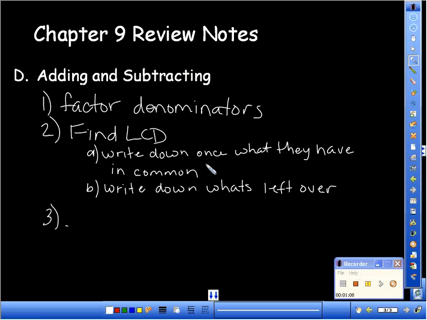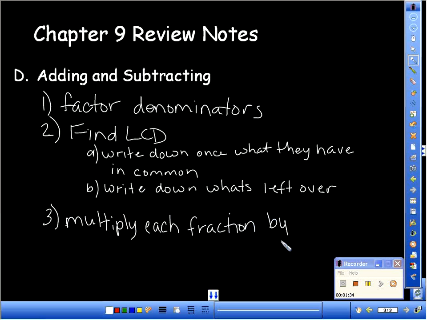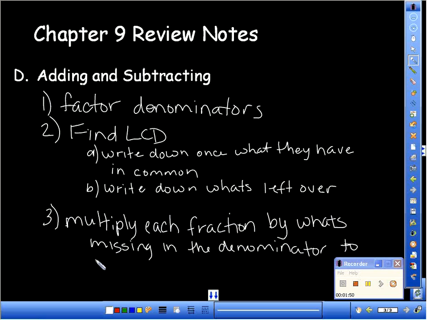Okay, then what did we have to do? After we found the LCD, multiply each fraction by what? Not quite. By what they're missing on the LCD, right? Multiply each fraction by what's missing in the LCD, to make the LCD. I always have a hard time with this instruction and how to word it.